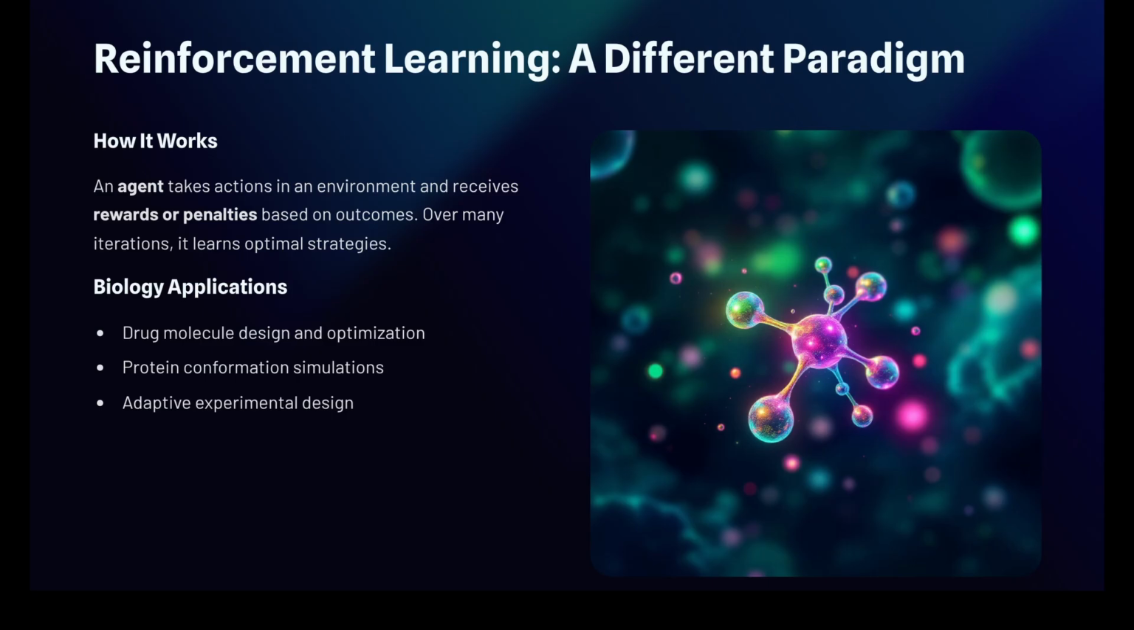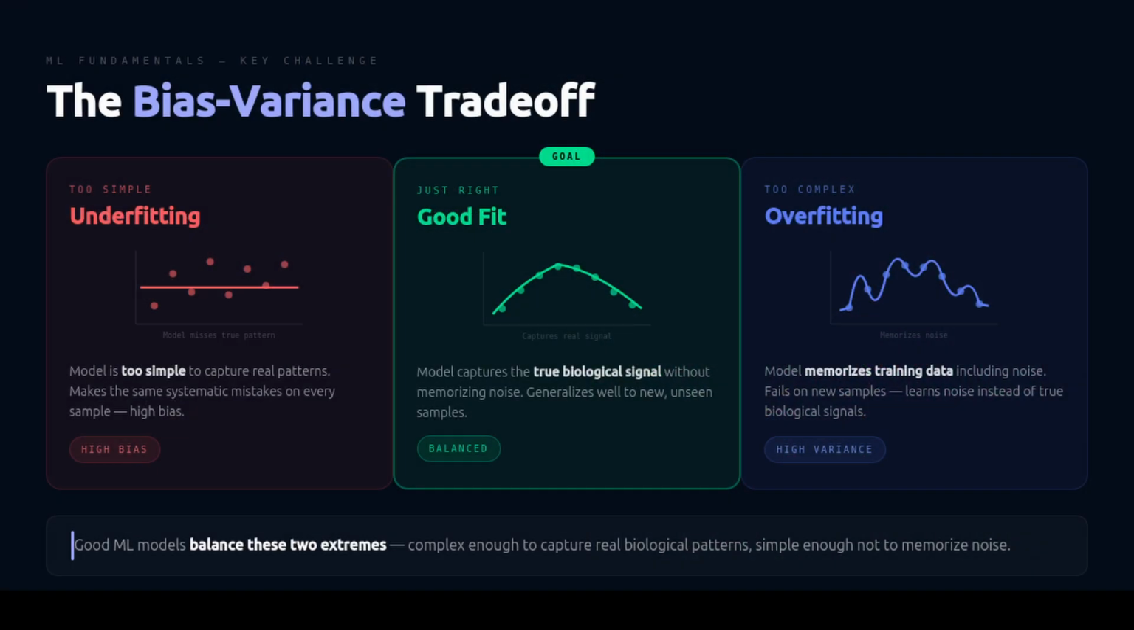Across all machine learning methods, there is a fundamental challenge known as the bias variance trade off. If a model is too simple, it cannot capture the real patterns in the data. This is called underfitting. If a model is too complex, it may memorize noise instead of learning true biological signals. This is called overfitting. Good machine learning models balance these two extremes.